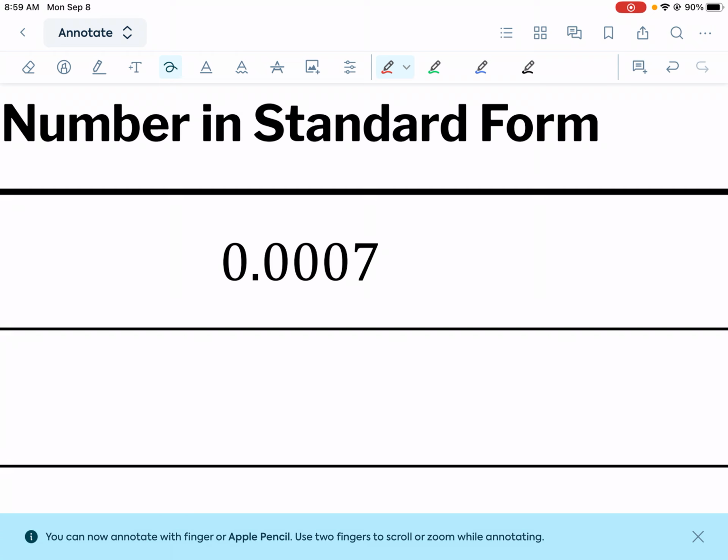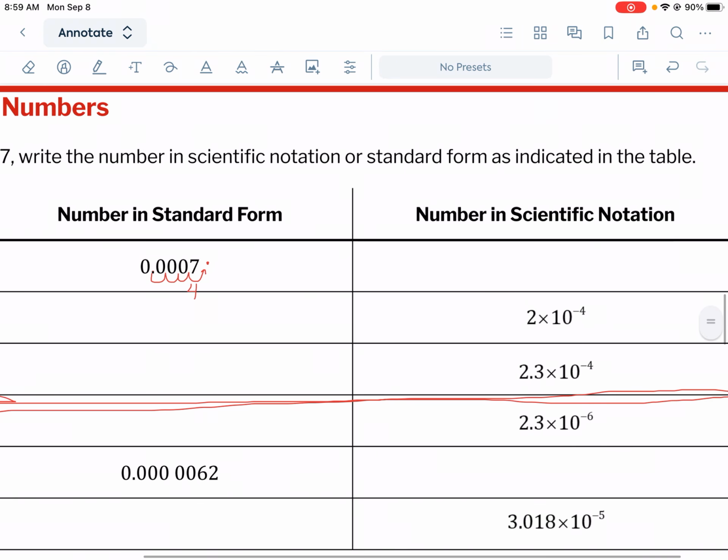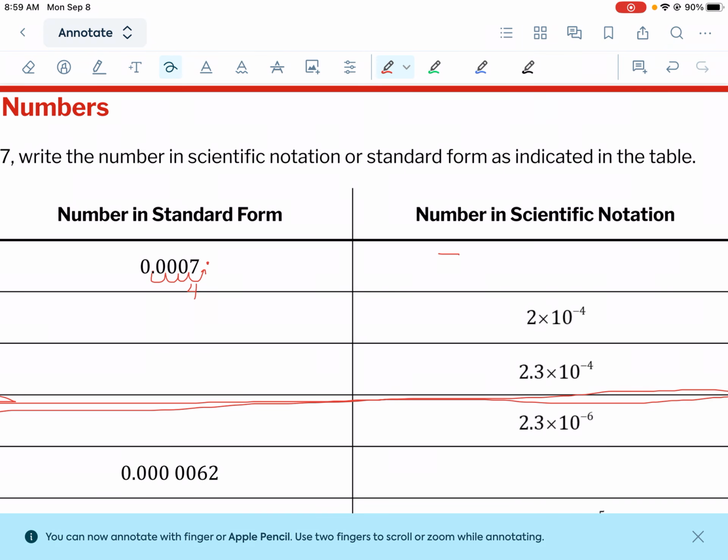Making our jumps. Here we go. Drag your decimal place to the right. 1, 2, 3, 4. I'm just going to annotate 4. That's our 4th jump there. That gives us 7. That's the only other number besides 0. We don't need all them zeros, so we can ignore it. That gives us 7 times 10. We made 4 jumps. But we made 4 jumps to the right, so it would be 10 to the negative 4. Just like that.